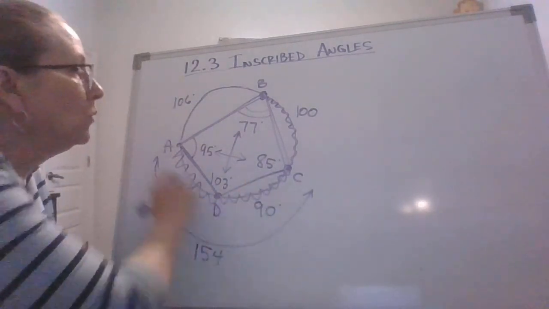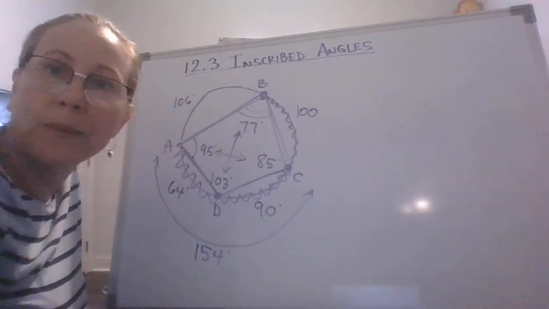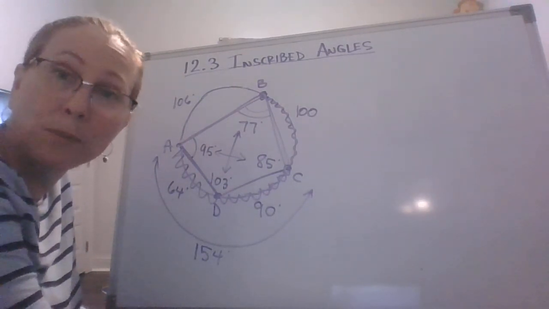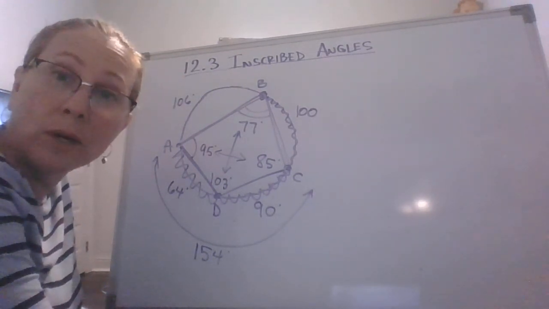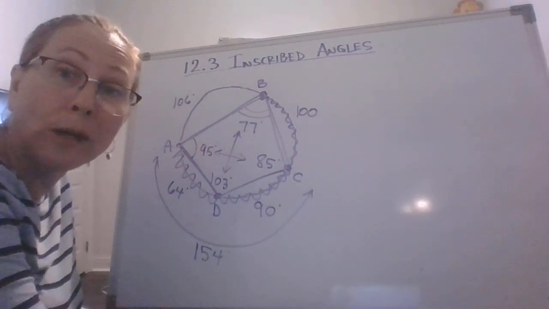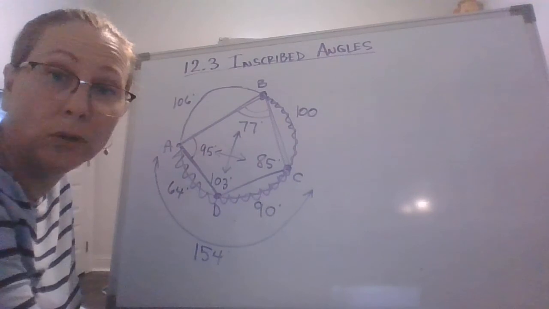Now, are they always going to give you all four arcs? No, but they'll give you some arcs, and you can work on whatever angle is possible to get based on the arcs that they do give you. Just remember, if you have a quadrilateral, you're going to have to do some adding together.